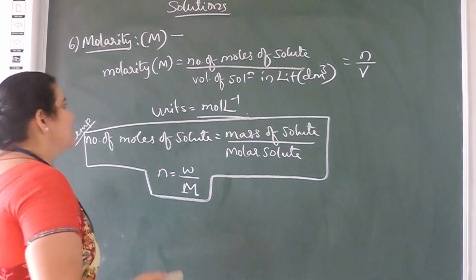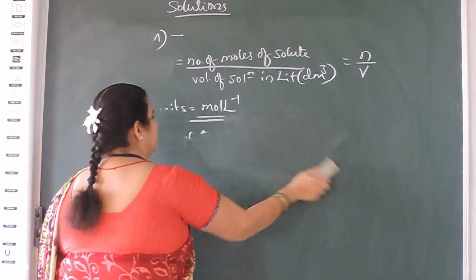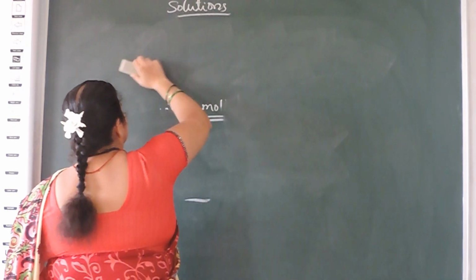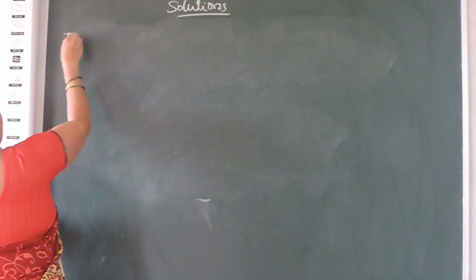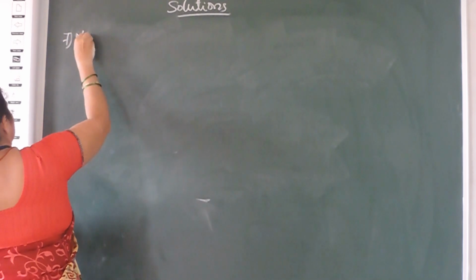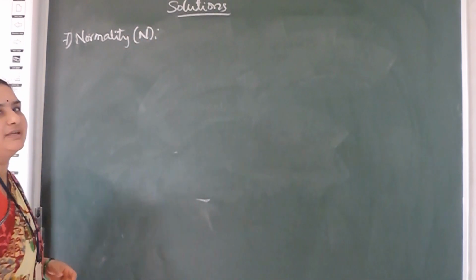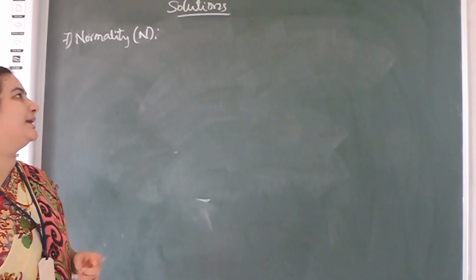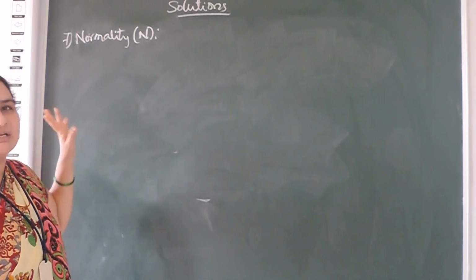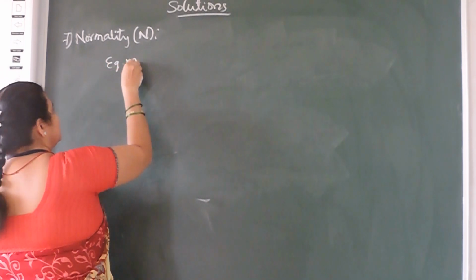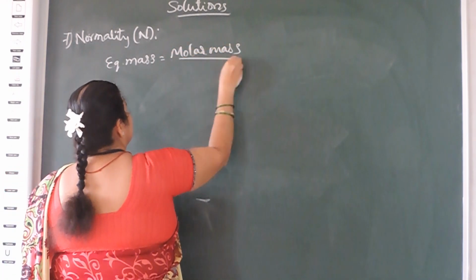Okay. Now, a similar term like molarity is coming, which is not in your textbook, but it will be asked in CET level questions. That is the 7th one, normality. Normality is the number of equivalents of the solute divided by the volume of the solution in liters. What do we mean by number of equivalents? We have one definition: equivalent mass is equal to molar mass divided by valency.